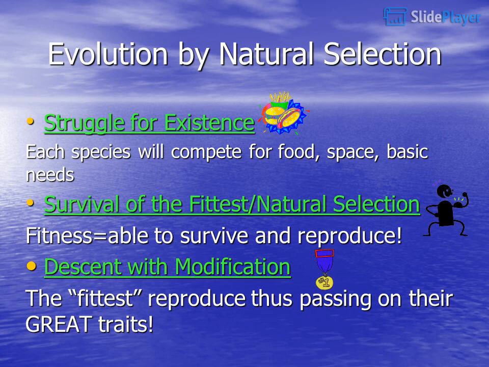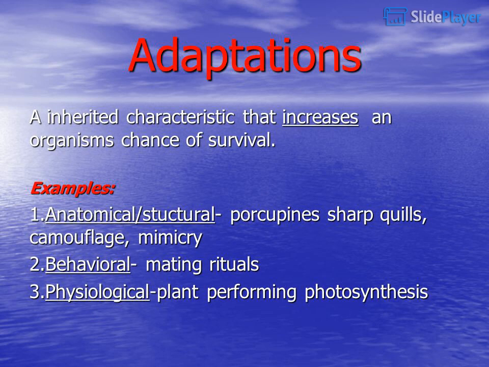Struggle for existence. Each species will compete for food, space, basic needs. Survival of the fittest, natural selection. Fitness equals able to survive and reproduce. Descent with modification. The fittest reproduce, thus passing on their great traits, adaptations. An adaptation is an inherited characteristic that increases an organism's chance of survival.